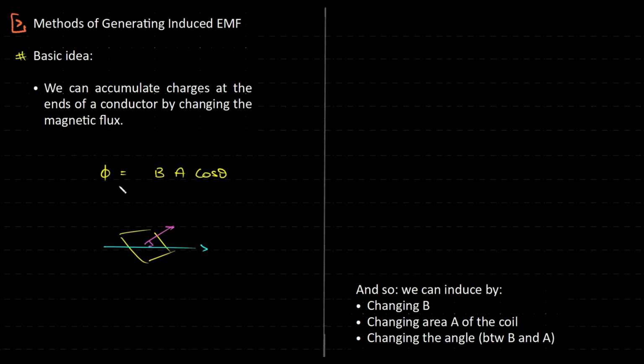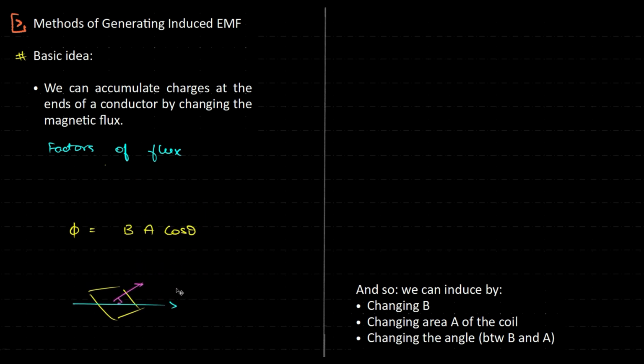But how can we change flux? Well, we have to look at factors of flux. So factors of flux will include what? Well, it includes area clearly. So it includes area, it includes B, and also what is the other thing? Angle between them, theta. So three factors: area vector, magnetic field, and theta. Does it make sense? So as simple as that.